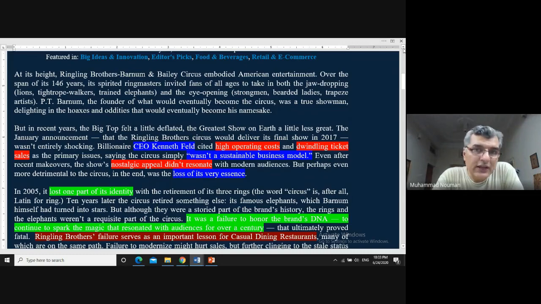So the purpose of this handout in front of you is to connect some of the lessons that can be learned from the failure of such a strong and well-established 146-year-old company with regards to creativity, and how those lessons can be drawn upon in terms of the restaurant sector or the food sector in any city.